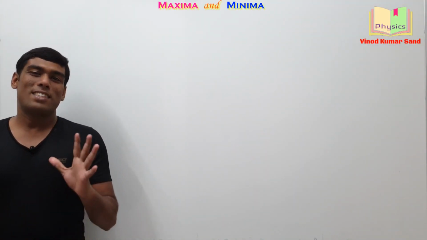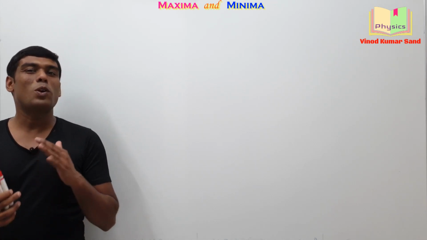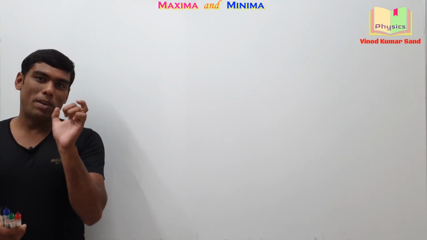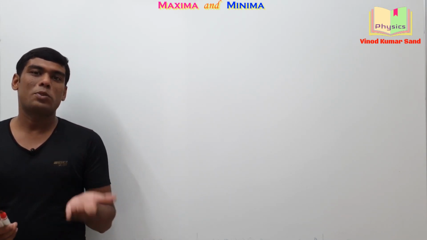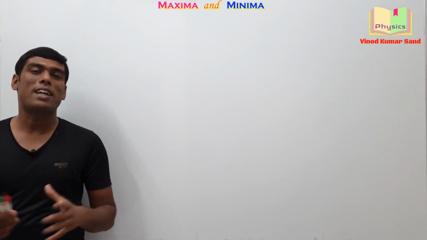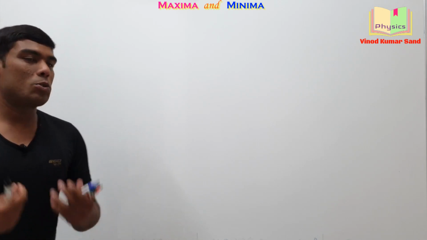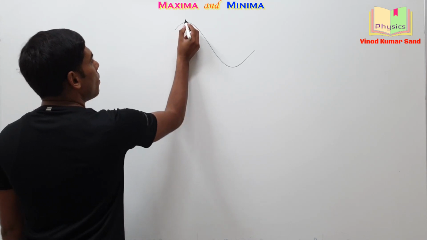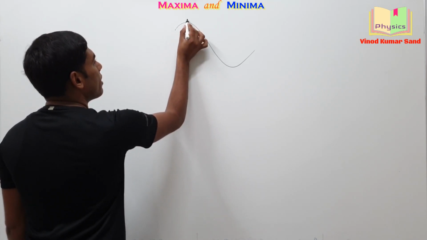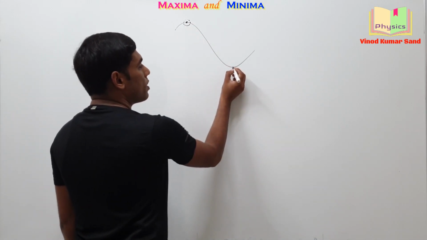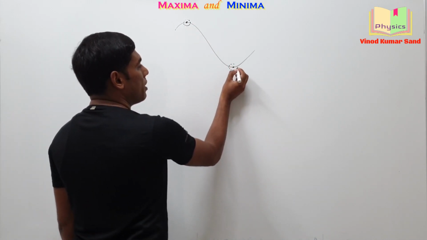Let's start the maxima and minima. Suppose you run a company, then you want to maximize the profit and you want to minimize the losses. So if you can make a mathematical equation, then you can easily find for which values you'll obtain the maxima and for which values you'll be getting the minima. Let's go through the theory first. Suppose there is a curve. If you focus on this point, here you are getting a maxima. Okay. And if you focus on this point, here you are getting a minima.